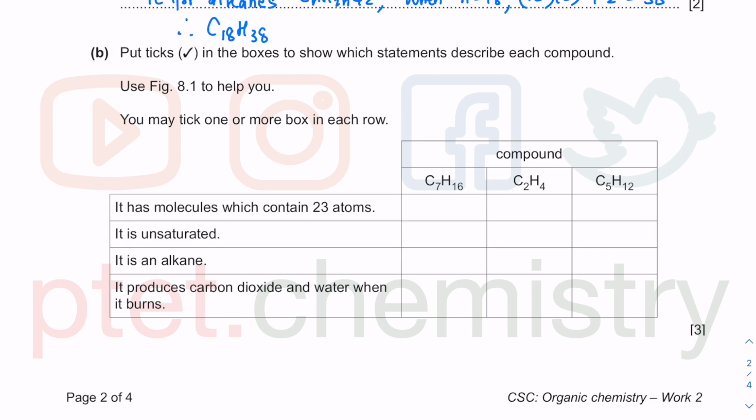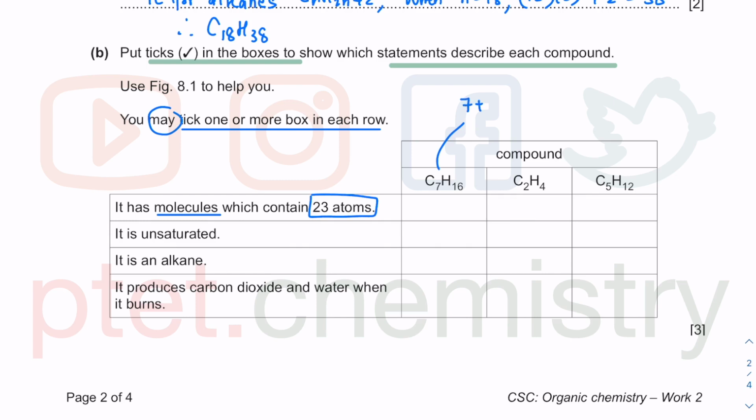Now put a tick, that is what they want, put a tick. Which statement describes each compound correctly? So you may tick more than one box in each row. You may, does not mean you will, okay? It has molecules. All these particular compounds have covalent bonds. 23 atoms. Well, 7 plus 16 gives me 23. 2 plus 4 gives me 6. 5 plus 12 gives me 17. These are the number of atoms. So which one has 23 atoms? Only C7H16.